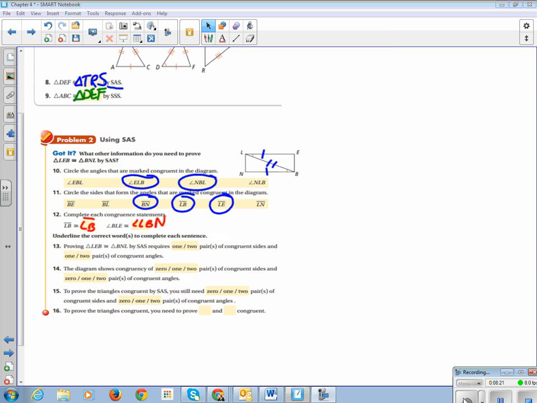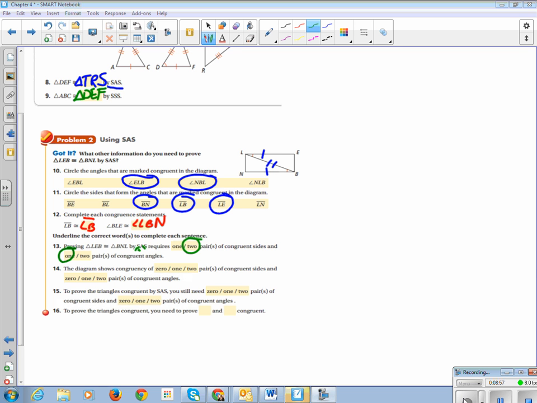Okay. Underline the correct words to complete the sentence. Proving triangle LEB is congruent to triangle BNL by side angle side requires two pairs of congruent sides, as evidenced by the S and the S, and one pair of congruent angles, as evidenced by the one angle in SAS. The diagram shows congruency of 0, 1, or 2 pairs of congruent sides.